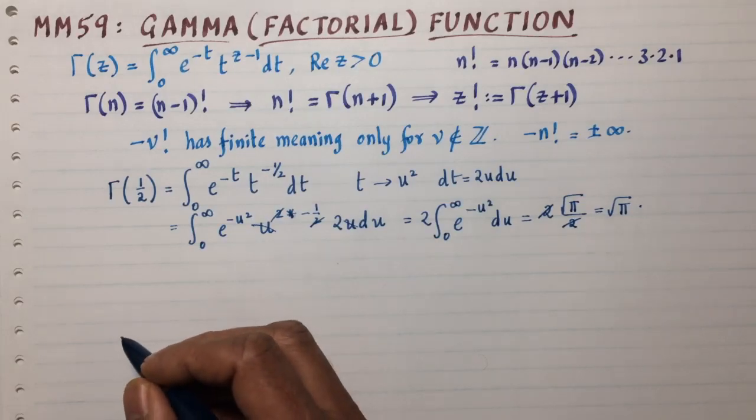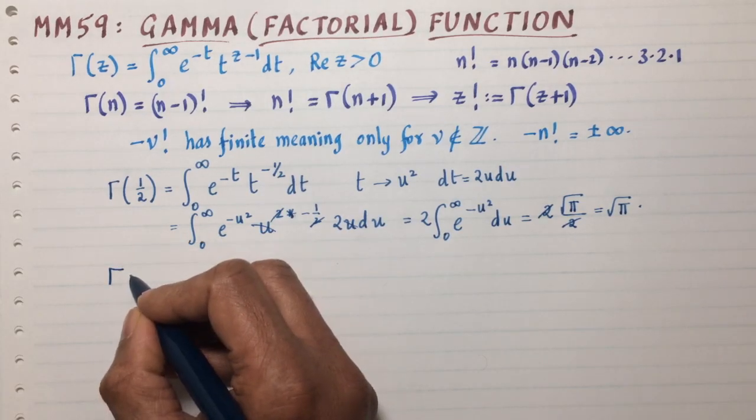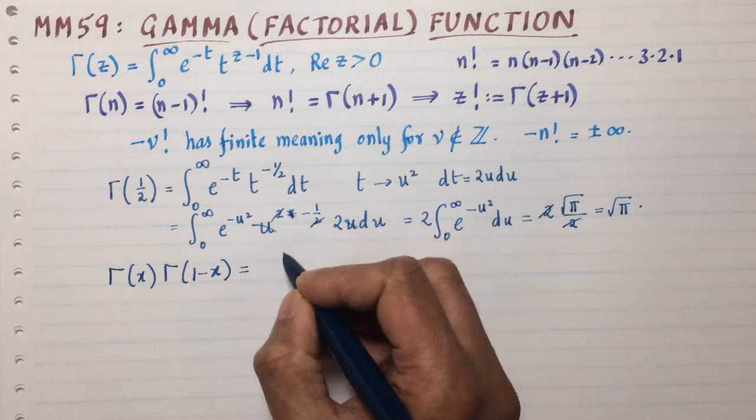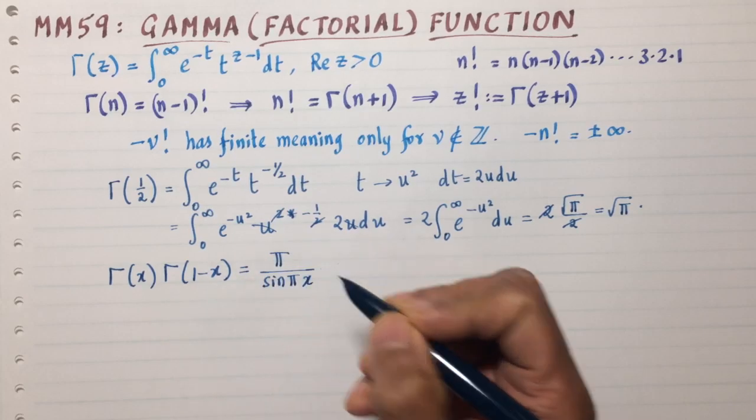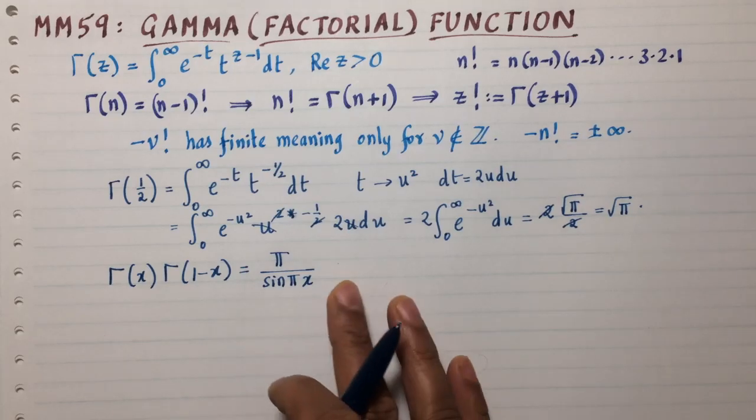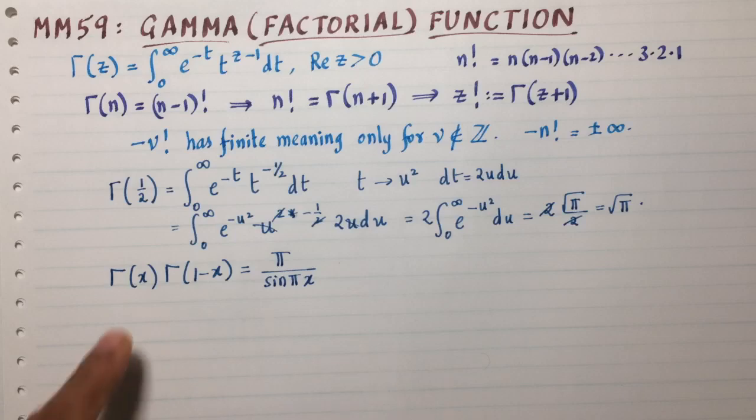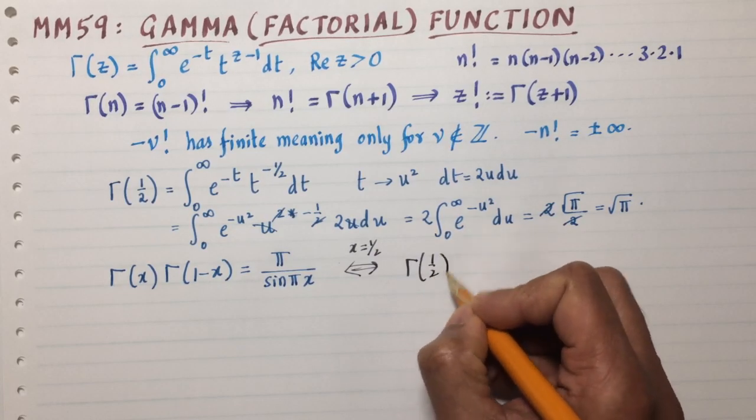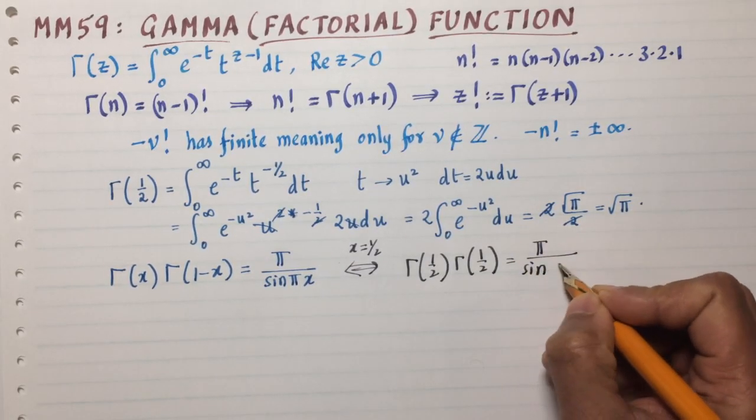The other really useful property for gamma functions is that gamma of x times gamma of 1 minus x is actually pi divided by sine pi x. It's valid for even complex numbers. So let me see that this is compatible with what we just found. Let me put x equals half. Then for x equals half, I'll get gamma of half times gamma of half, because 1 minus half is also half, is pi over sine of pi over 2, which is 1.